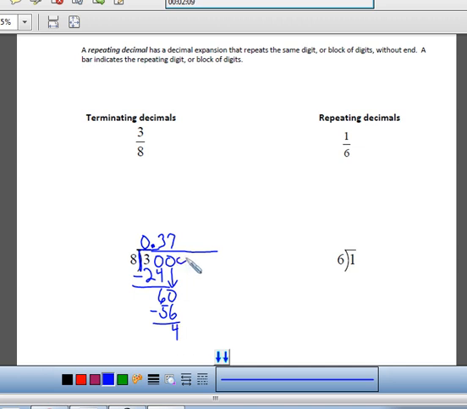We got a 4 this time. Add on another 0, bring it down. Okay, so nothing's repeating so far, and we haven't gotten a 0, so we keep going. 8 times 5 is 40. And now when we subtract, we get 0. So there's no sense in bringing down another 0. If you want, you could, but 8 goes into 0 0 times, so this would end in a 0. So our answer is 0.375.